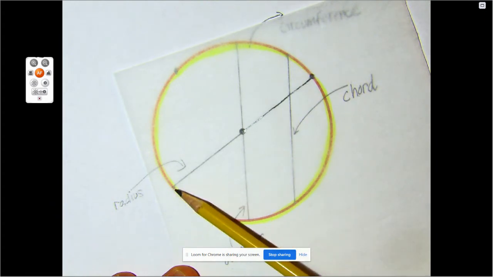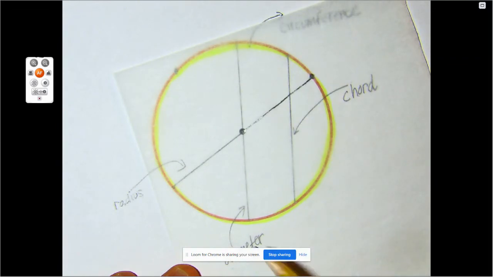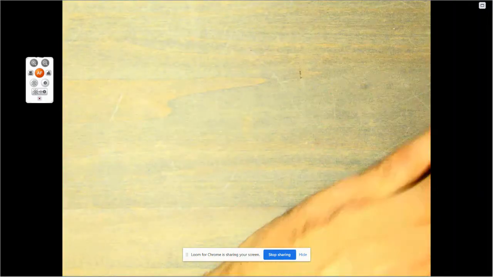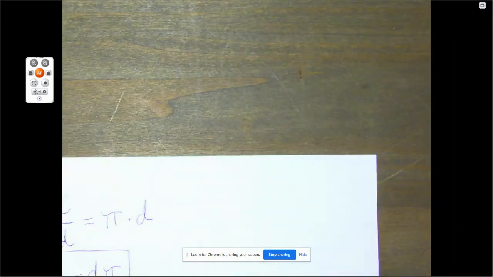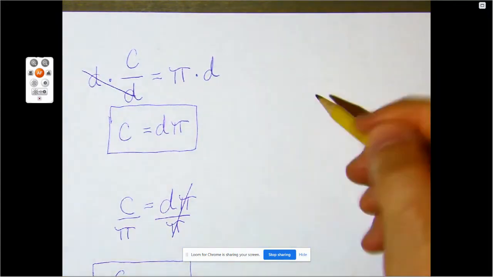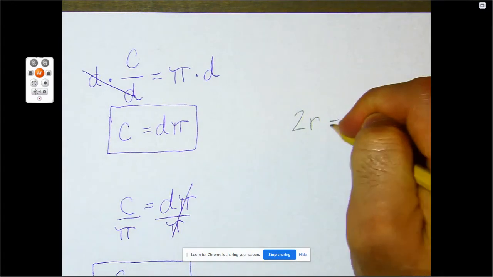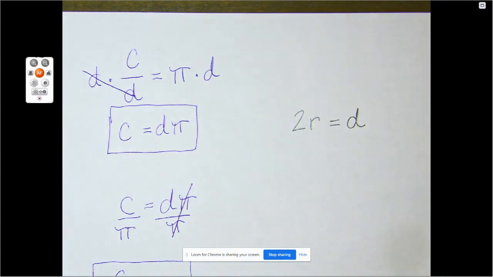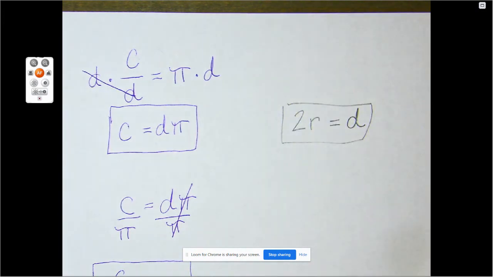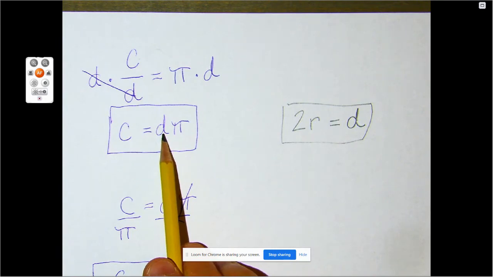And I'll say that one more time. If you double the radius, you end up getting the diameter. So let's write that down. If you double the radius, you end up getting the diameter. All right, this is going to be an important formula or equation that we can use to help us make this look like the one that we saw on Google.